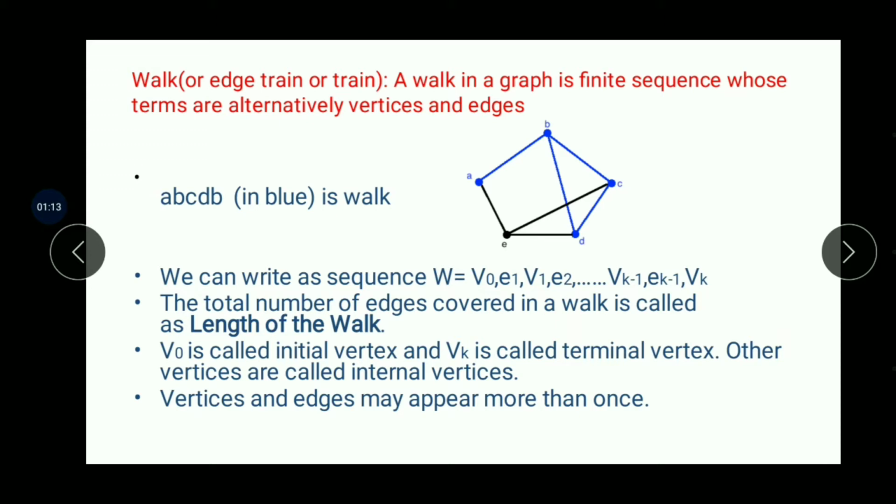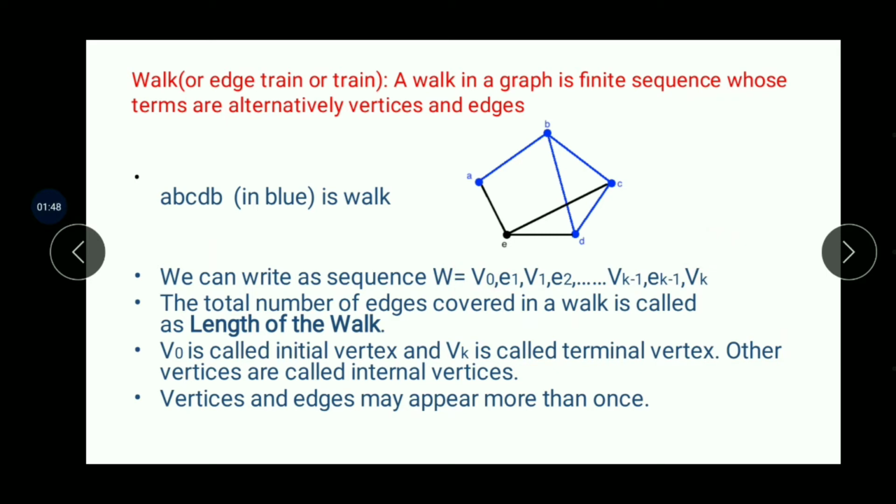As you can see here, A, B, C, D, B in blue, it's a walk. In a walk, vertex and edge can repeat. Okay, remember this, vertex and edge can repeat in a walk. And we write the sequence of the walk in this form: W equal to V0, E1, V1, E2 and so on. V0 is the initial vertex and Vk is the final vertex.